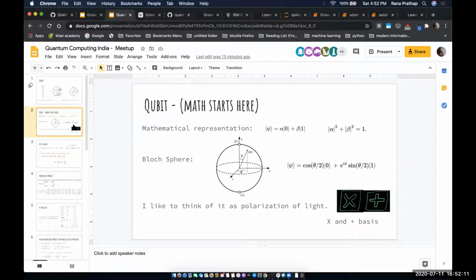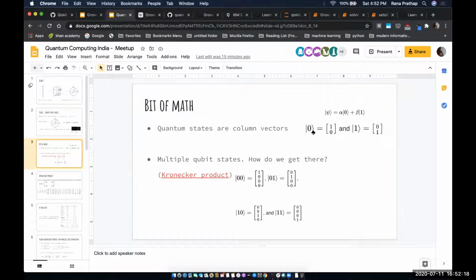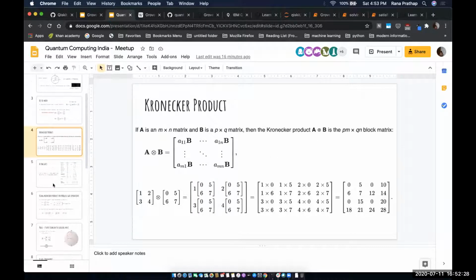Mathematically, we use linear algebra to understand what is happening. And how do we do that? A 0 state would be the column vector 1, 0, and a 1 state would be the column vector 0, 1. Similarly, you can look at multiple qubit states as well. The Kronecker product is used whenever you want to combine different operations happening on different qubits and represent it as a single operation happening on all the qubits at once.